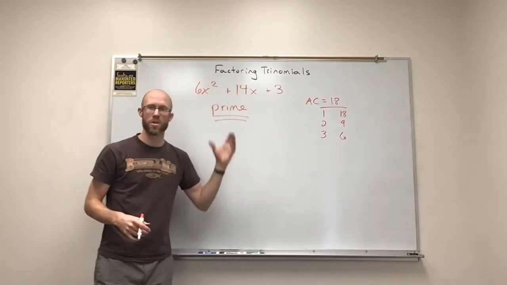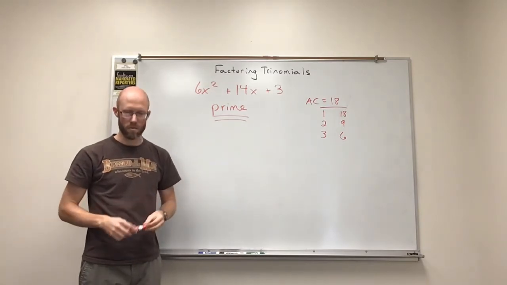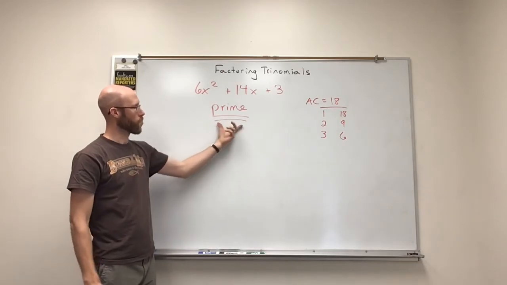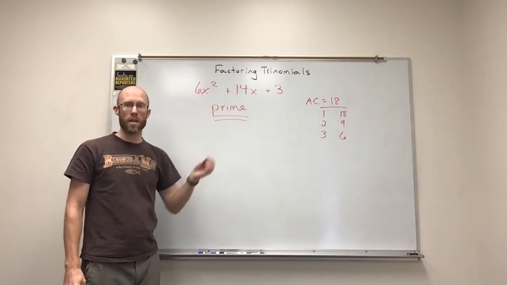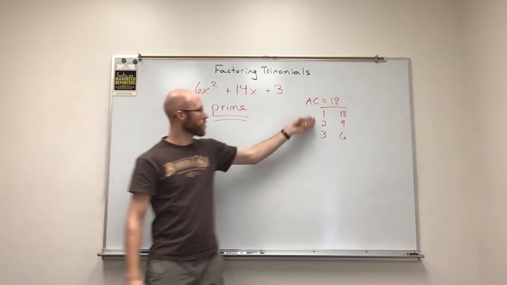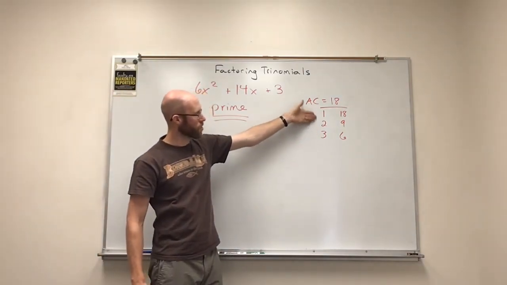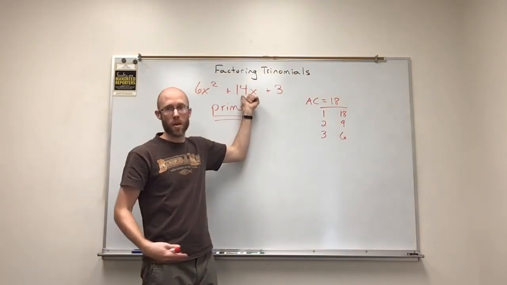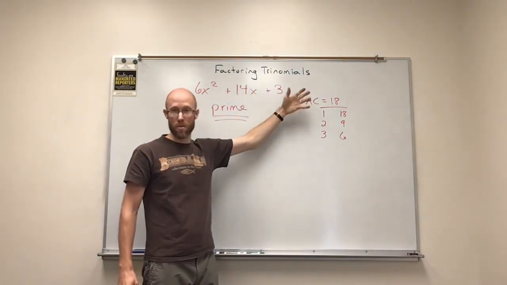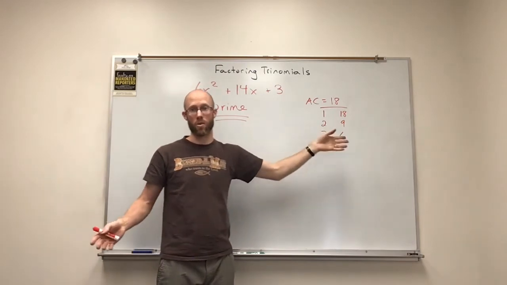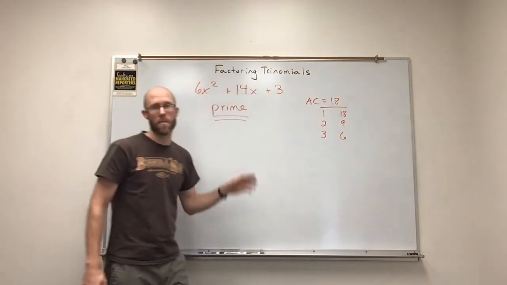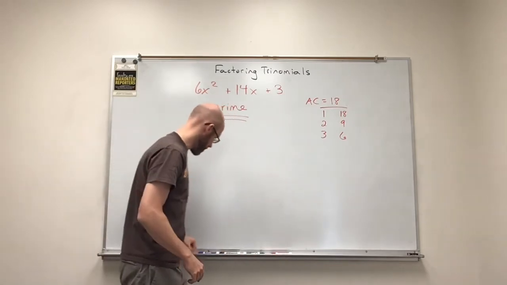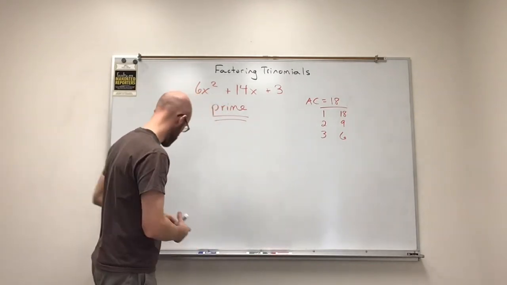Okay. You will see a handful of these throughout the homework and on a test. They're just ones that you can't factor. And the way that you know that it doesn't work is if you look for factors of AC that add up to the middle term and you can't find any, and you've gone through the whole list, you've looked at every possible option, then you know that it's prime, okay? Let's take a look at maybe two more quick examples here.